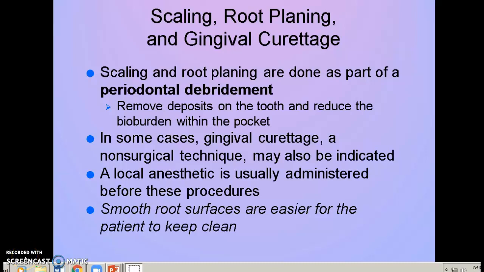Welcome back once more. So we left off at scaling, root planing, and curettage, and we talked about how a smooth root surface is easier for the patient to keep clean, unlike a tooth surface that has a lot of calculus on it, and then it was poked and prodded by the scaler and the curette, and it's left with little gouges in it. So the curette is going to actually plane it and get it to be smooth and able to be free of those areas for the plaque to continue to build.